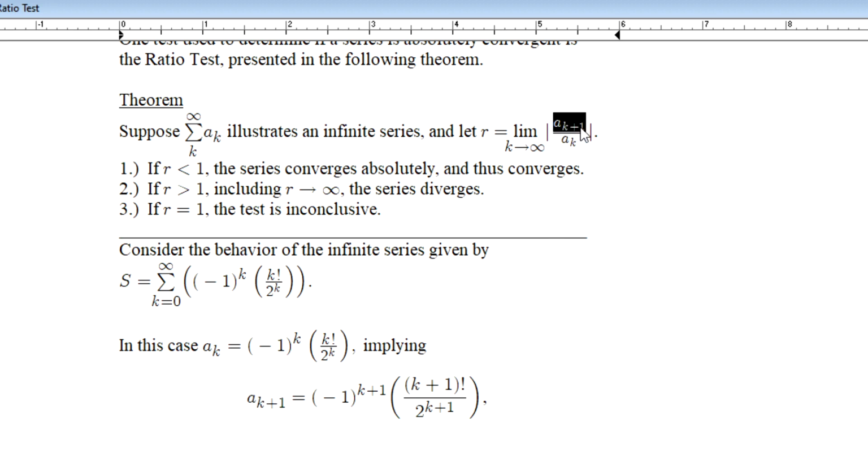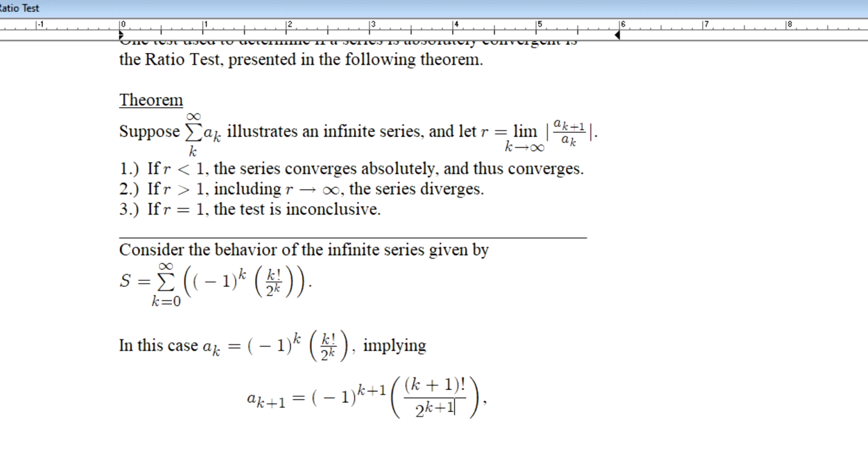A sub k plus 1 is going to be used in the numerator here of this value for the limit that we're calculating as the value of r, right? Where a sub k plus 1 is just the value of a sub k, where each value of k in that argument is replaced with the quantity k plus 1. So negative 1 will be raised to the k plus 1 power. K factorial will become k plus 1 factorial. And 2 to the kth power will become 2 to the k plus 1 power.